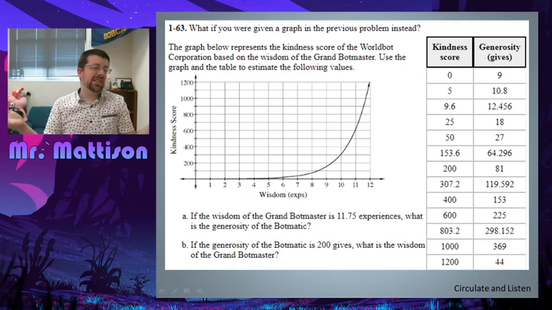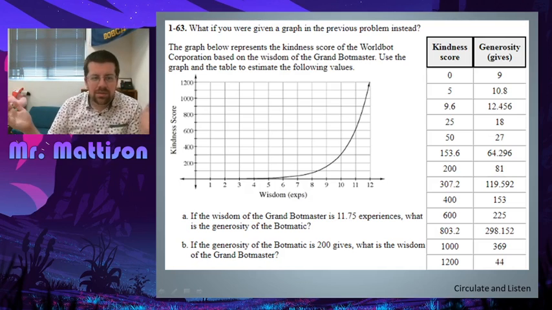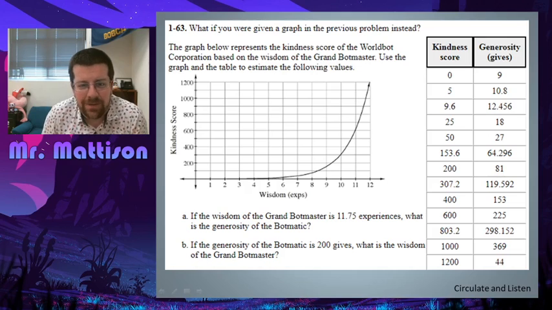So we can guesstimate it, right? An easy, quick one is maybe, let's say it's about 500, right? So we're going to go to a kindness score of 500. What's that going to give us as far as a wisdom? Maybe like 10.75 or 10.6, whatever, right? Again, we're just trying to estimate these as our wisdom.